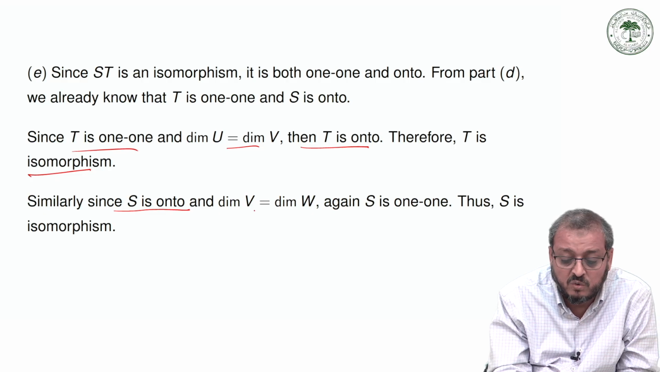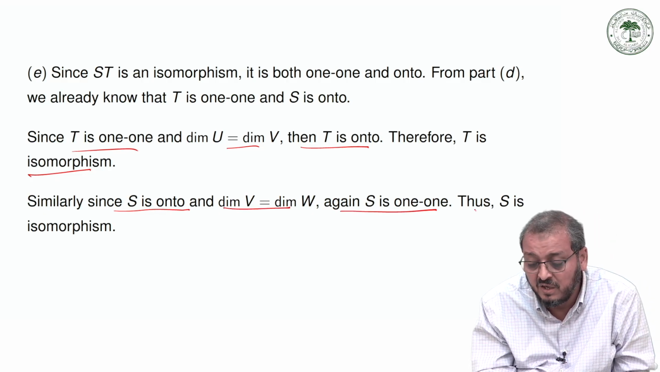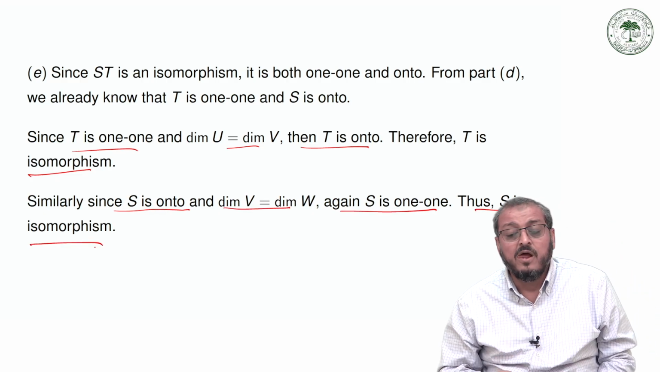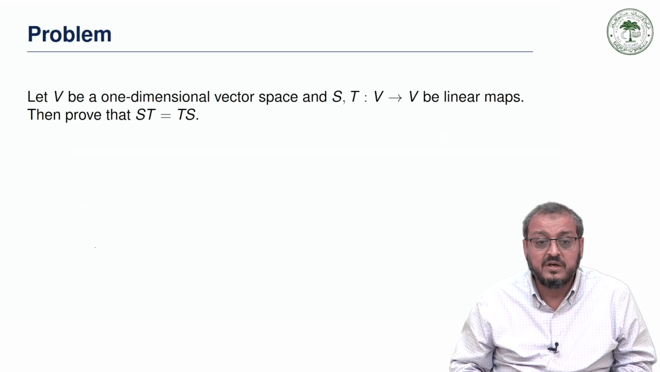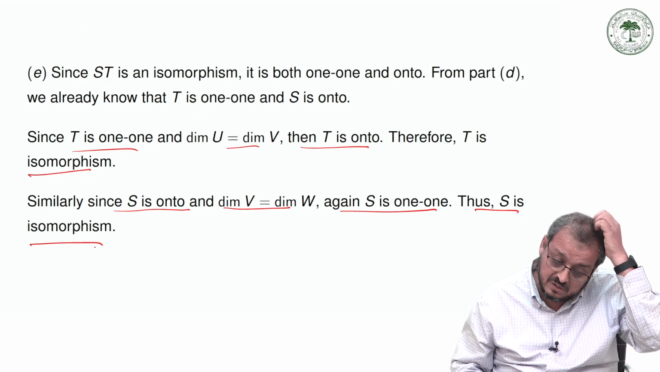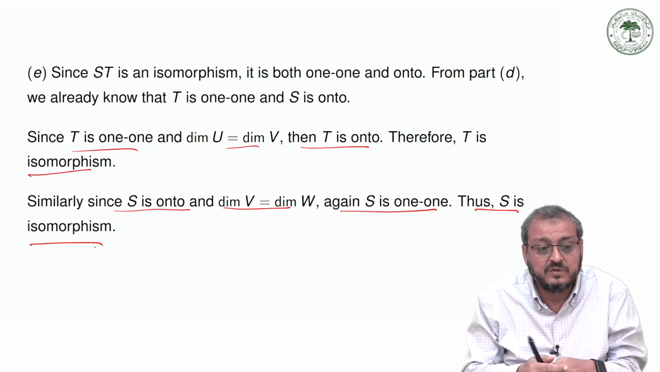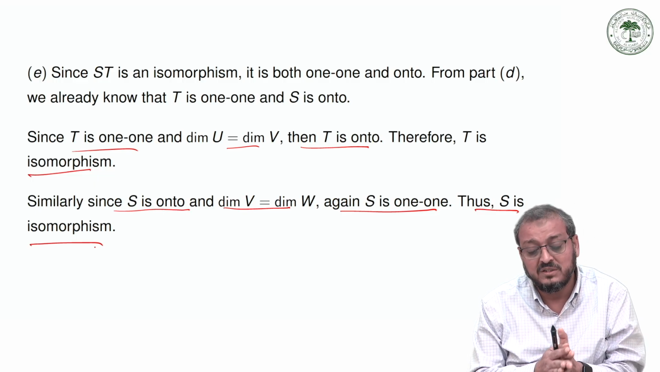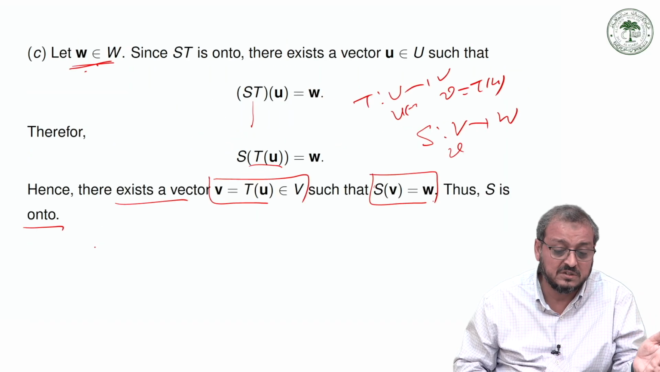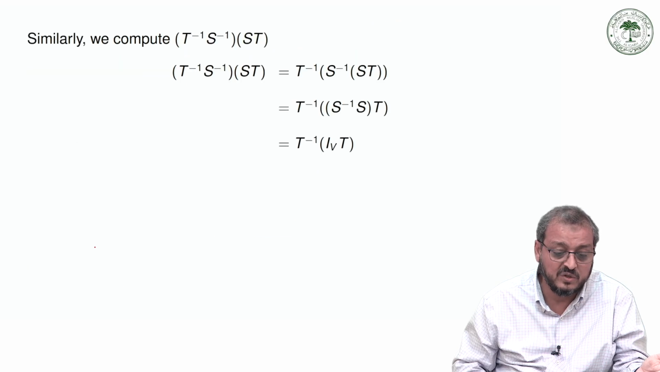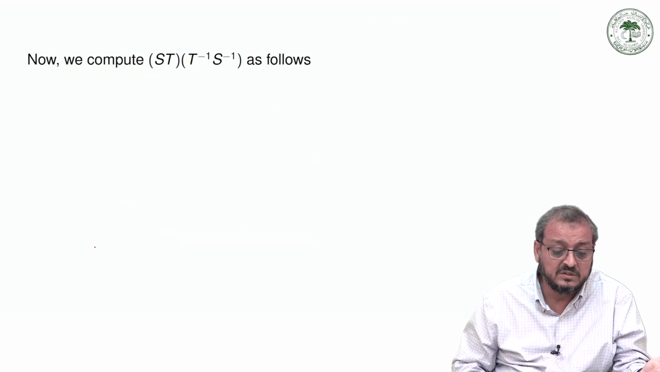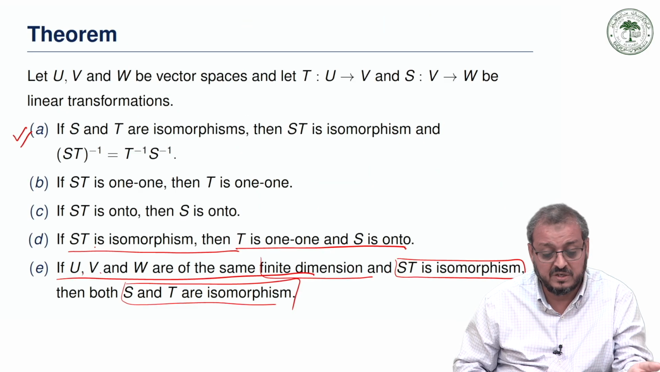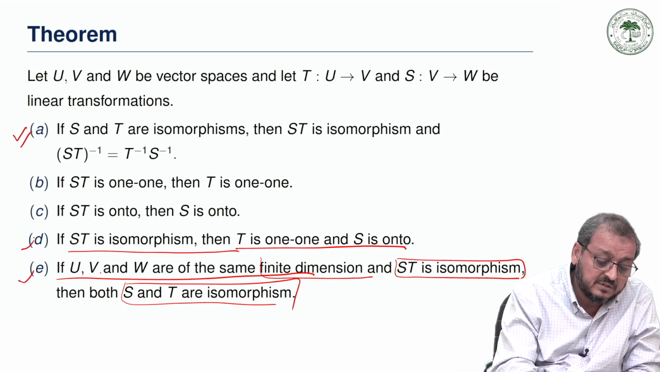Similarly, S is onto, and the dimension of this, again S is 1-1, so S is an isomorphism. Okay, this way we can complete the proof of this result. Very trivially we can say that we have all the properties of this theorem. I just go back and explain a little bit. This theorem, we have proved all of them.